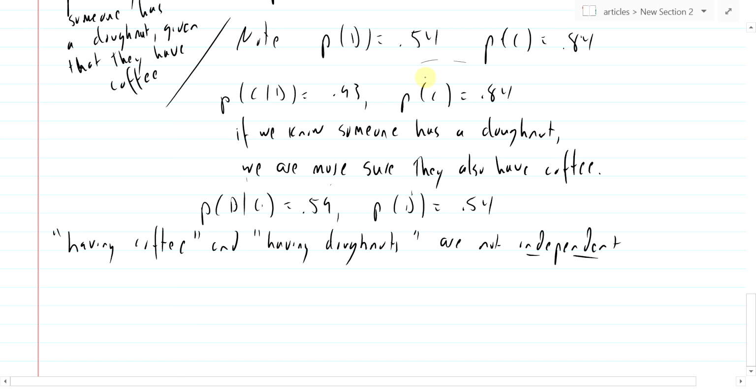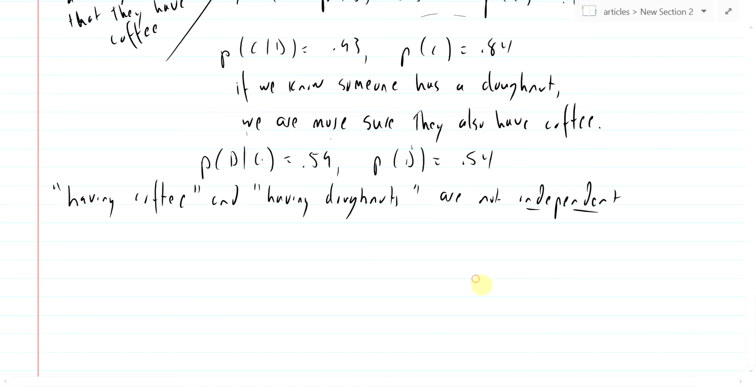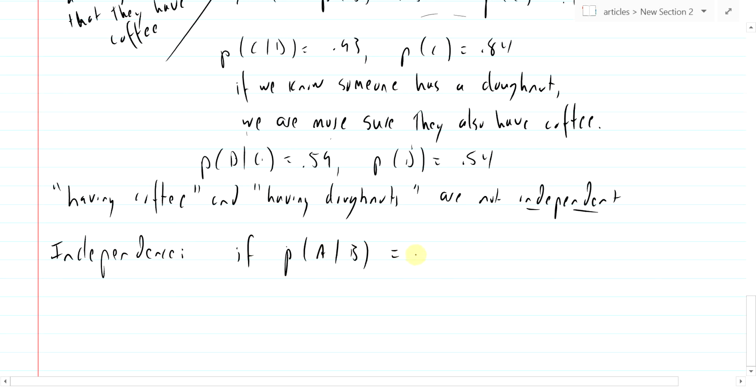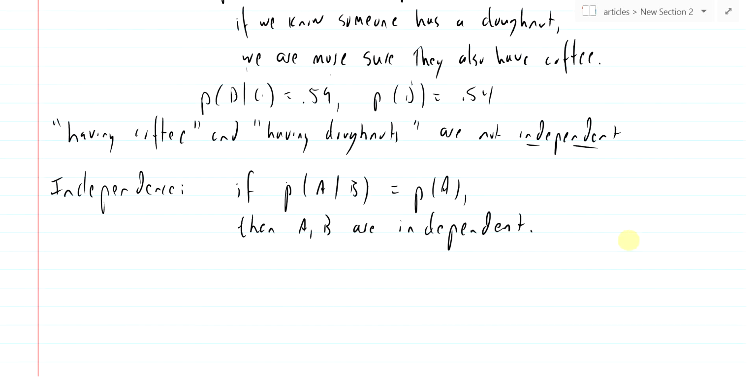But what we don't see here is that if you have donuts, then having coffee doesn't change the percentages at all. So, independence: if P of A given B equals P of A, then A and B are independent. And note that I'm not boxing this yet, right? Because this is sort of one concept of independence.